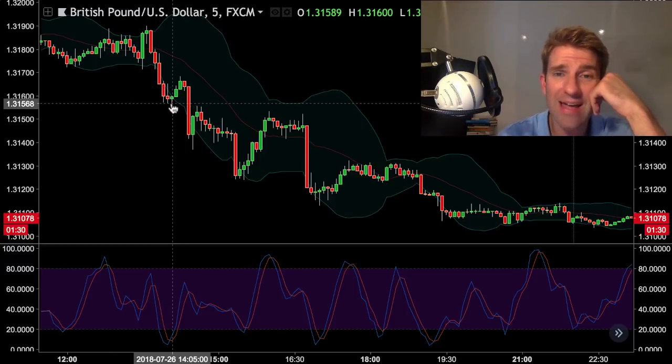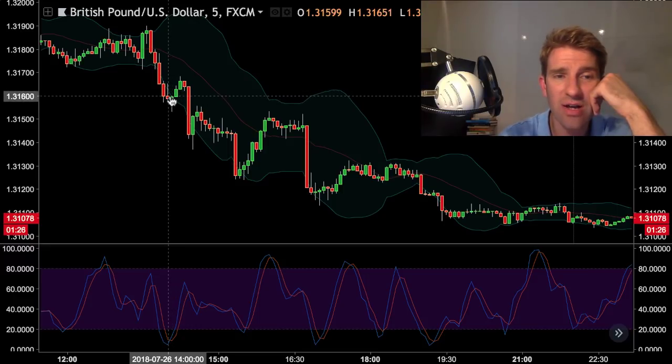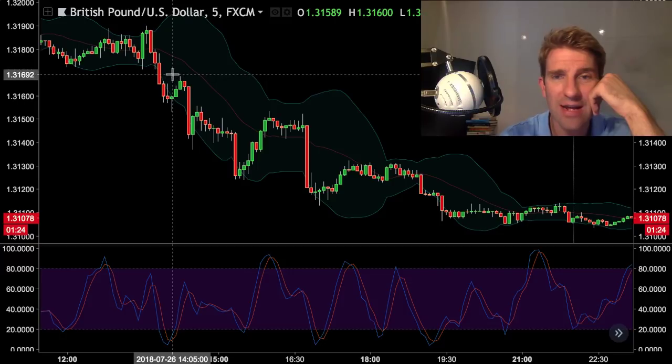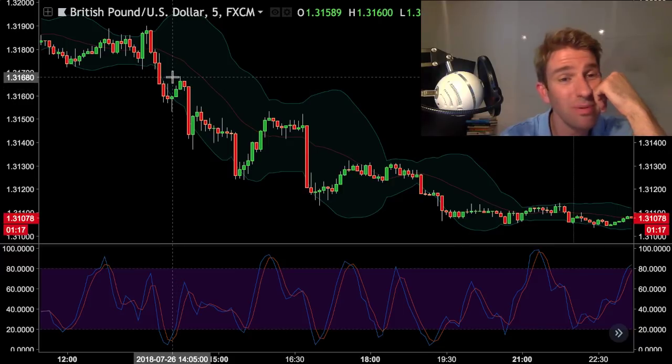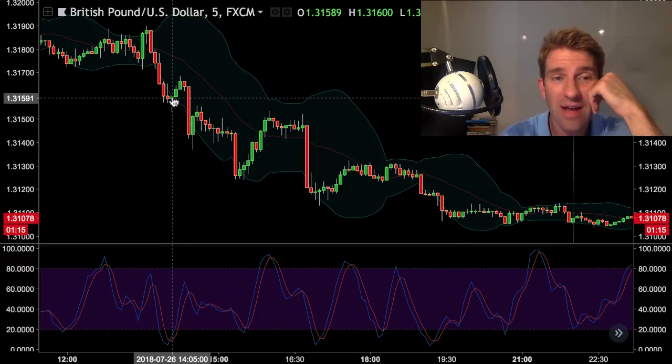Here, the close of that is 131.59. So we're looking for 69 as the target. Do we get it? Do we get it? Do we get it? We do. What's the high on that? That's an interesting one. The high on that is 168.2. So you probably don't get it if you're being very, very accurate with that.